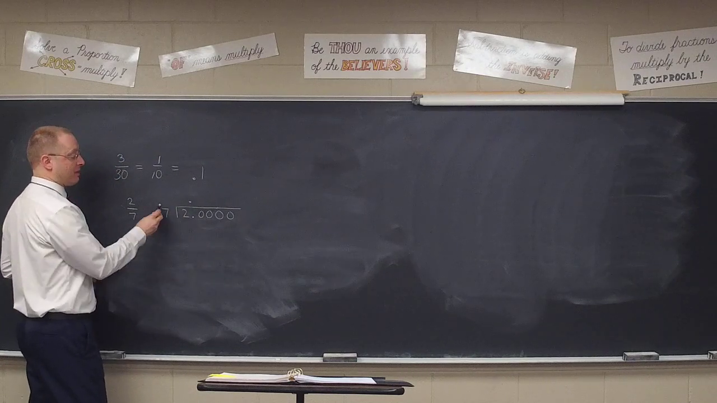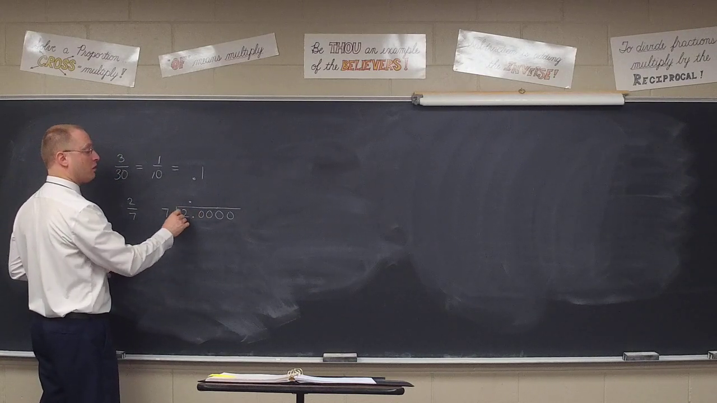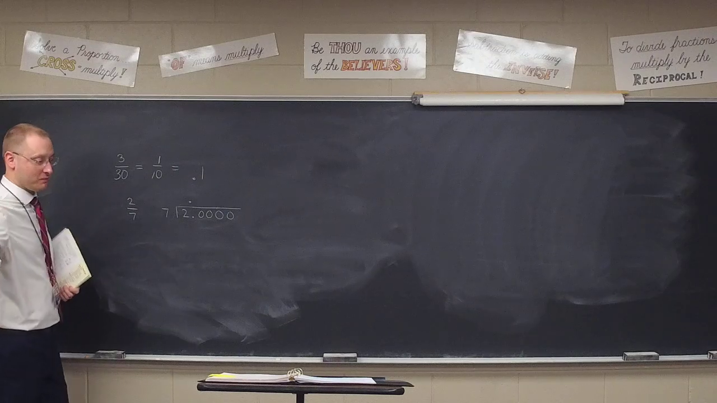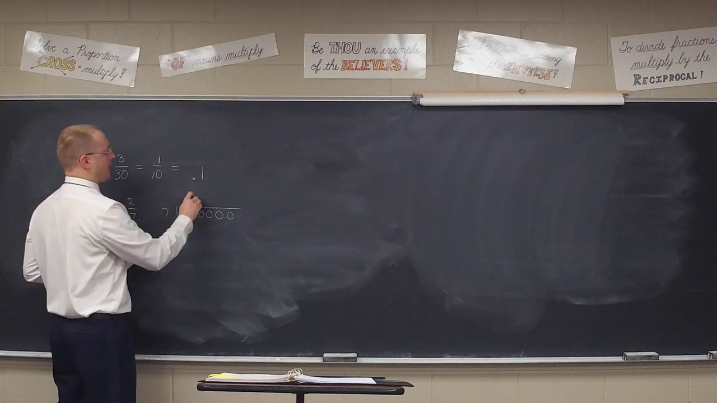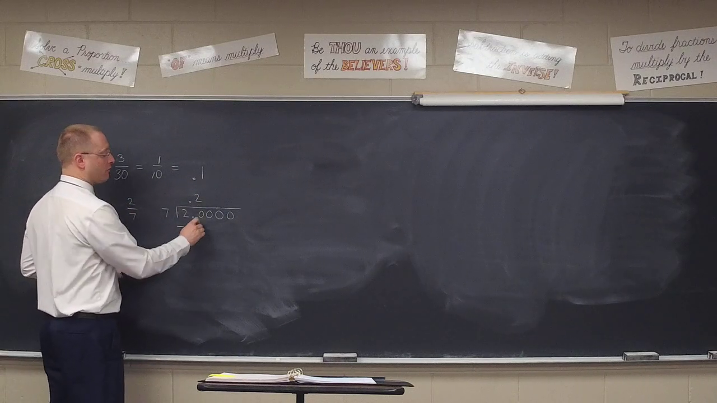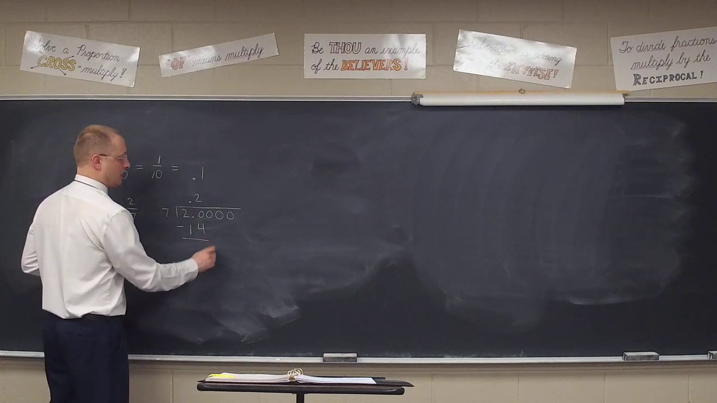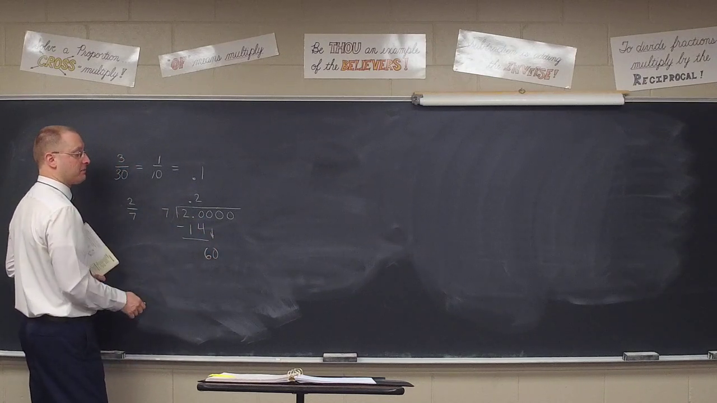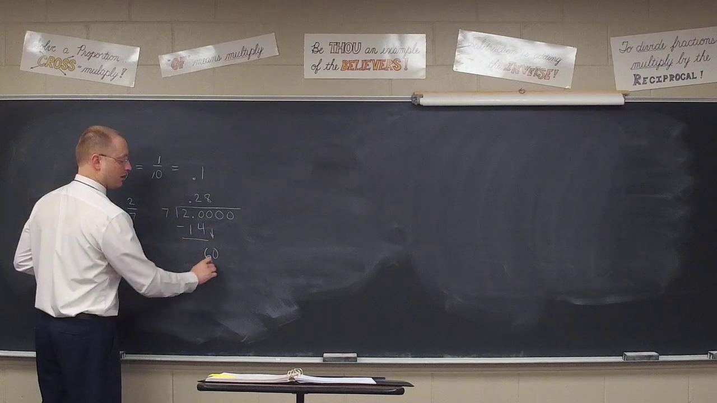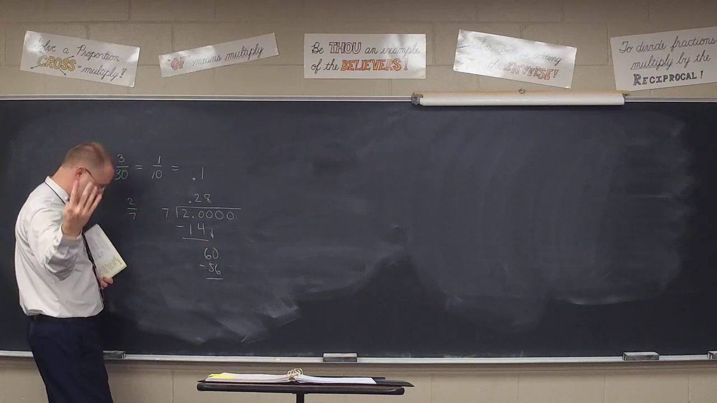And then it's a matter of saying how many times does 7, class, go into 20. And how many times? 2. Almost 3, but not quite, right? 2 times 7 is 14. Then we subtract to get 6 and bring down another 0. 7 goes into 60. 8 times, that's 56. Leaves us with 4 left over.